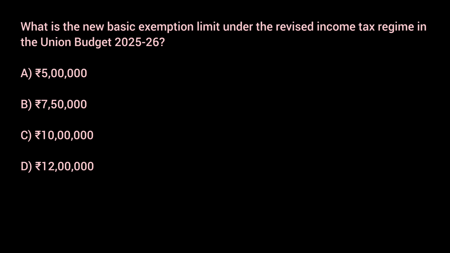What is the new basic exemption limit under the revised income tax regime in the Union Budget 2025-26? The given options are 5 lakh, 7.5 lakh, 10 lakh and 12 lakh. The correct option is option D, that is 12 lakh.